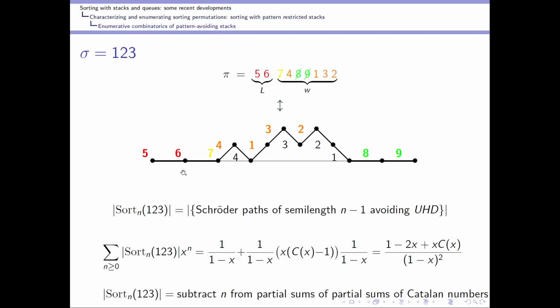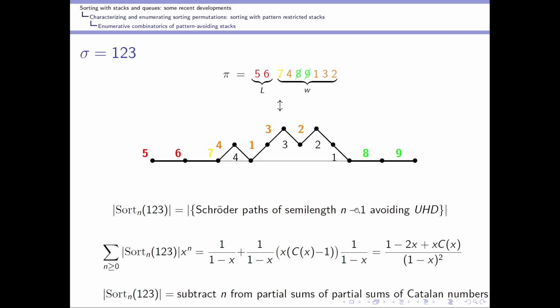The number of horizontal steps in the prefix is given by the length of L, so 2 in this case, and the number of horizontal steps in the suffix is given by the number of green elements, which is again 2. This is a bijection between 1, 2, 3 sortable permutations and a certain class of Schroeder paths, and it is not difficult to see that this is precisely the class of Schroeder paths avoiding the pattern UHD. In this case, avoidance has to be intended as non-contiguous pattern avoidance, which means that these are Schroeder paths in which you cannot find any 3 steps, such that the first one is a U, the second one is an H, and the third one is a D.